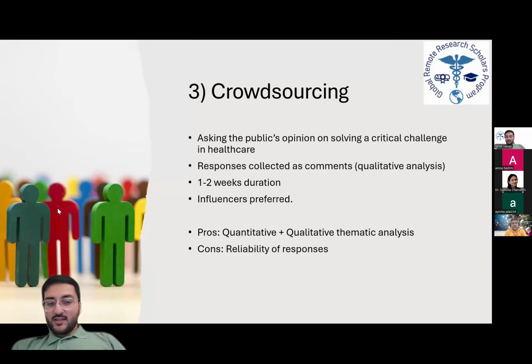Another way to do it in terms of collecting research on social media is crowdsourcing. And I really like this approach because, practically speaking, here as well there is an involvement with influencers who can popularize you, but it's not mandatory. If you've got enough of an engagement going on with people, and as long as they can comment and your post is interactive enough to be commented on, that can be analyzed. So crowdsourcing is asking the public for their opinion around a critical challenge in healthcare.